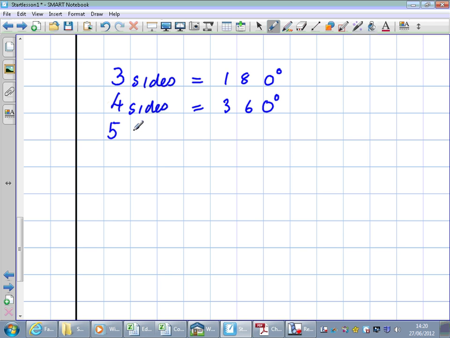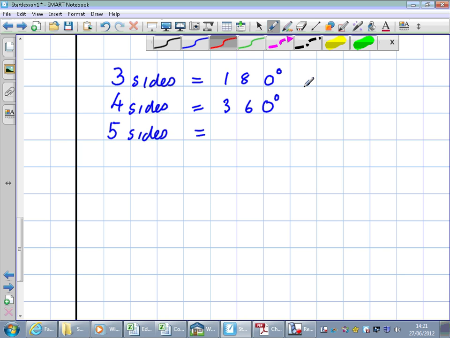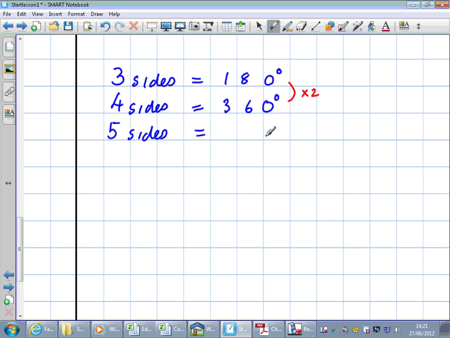Could anybody guess, and it will be a guess unless you've come across this before, what about for a 5-sided shape, a pentagon? I see what you're thinking. You're thinking that they double, and that is one option, given the information we have, but it isn't 720. It's not 480. Somebody's noticed that, and we only have 2 bits of evidence, that they've doubled.